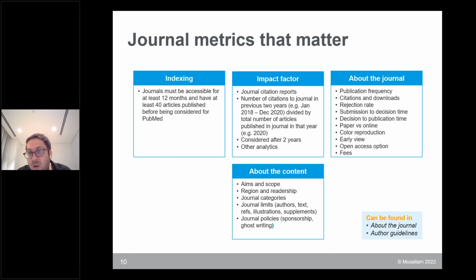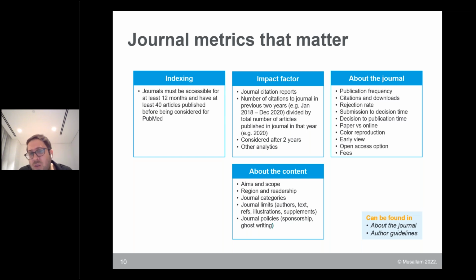So that tells you something about them. And sometimes they publish their timeline, how much time it takes from submission to first decision, and from first decision to publication. Everything about the fees, if they have an online early version, color reproduction, all of these things are things to look into for the journal. You can find them on their website.